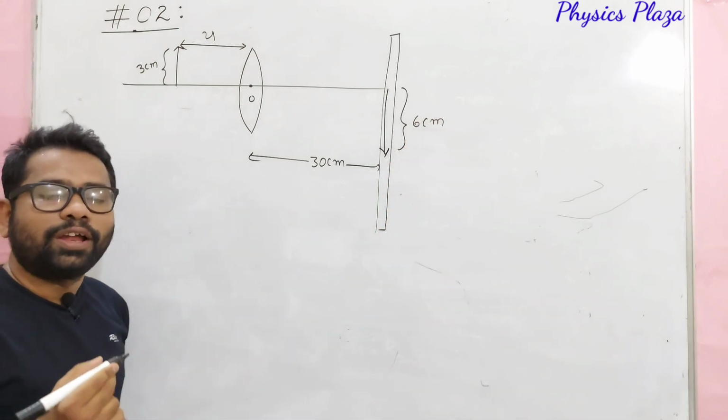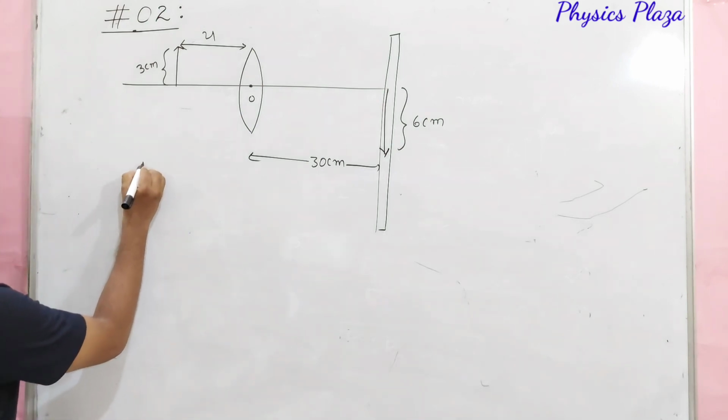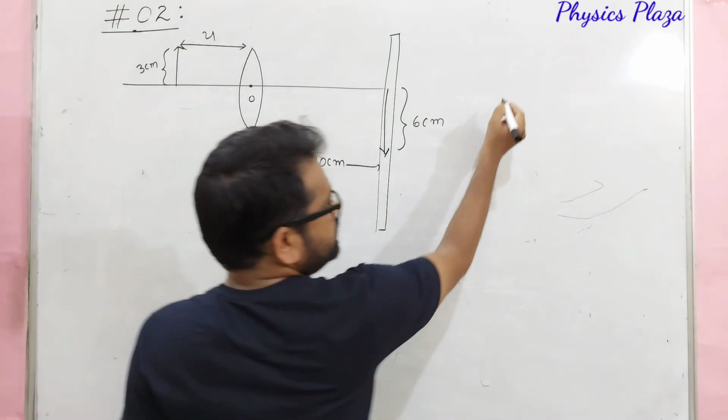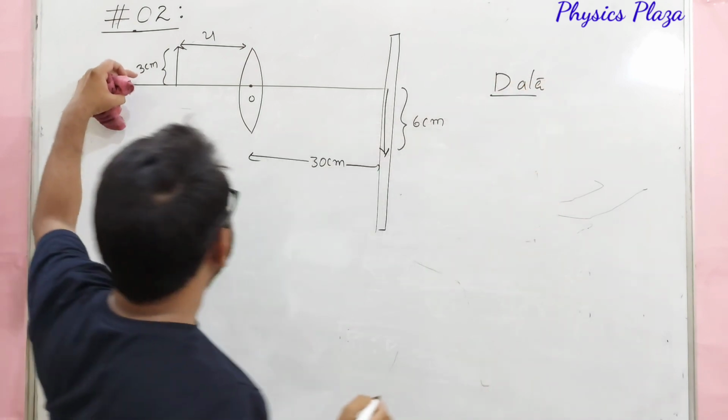Then what do we have to do? Now we have to calculate the object distance. Now let us write the data first. What is actually given, dear children? Let us take the data here. If you can see, the object height is given.